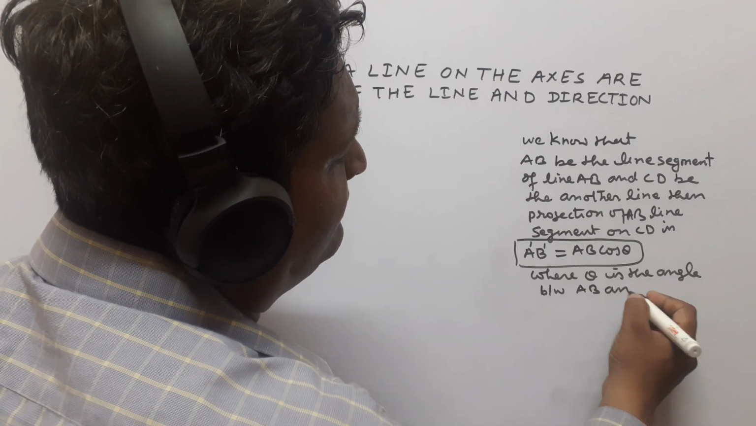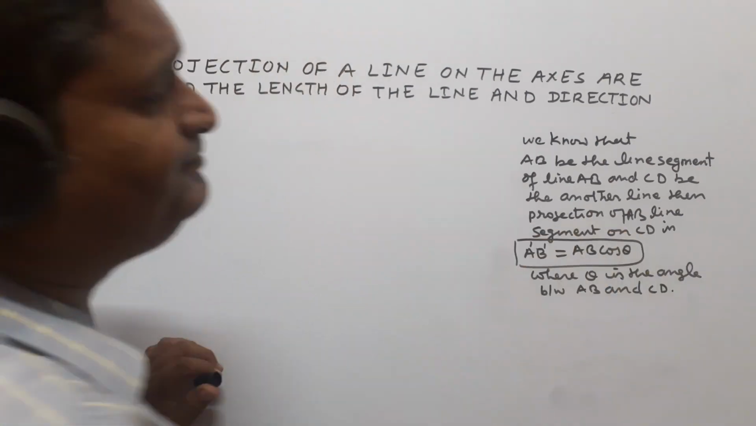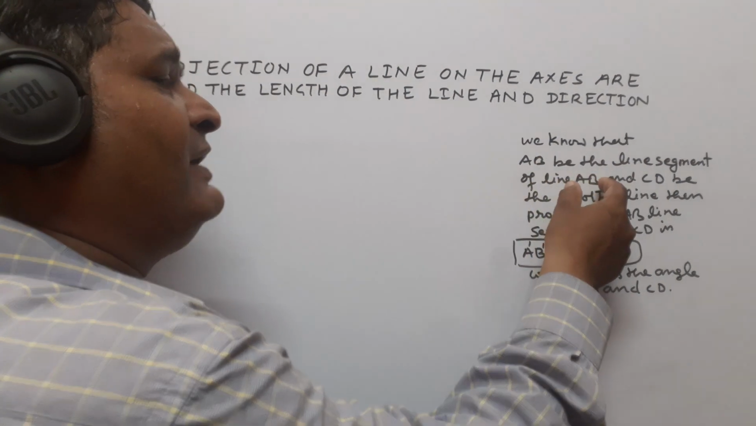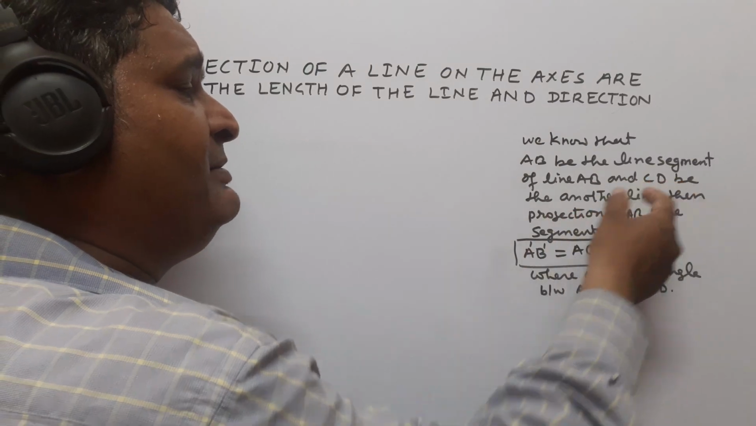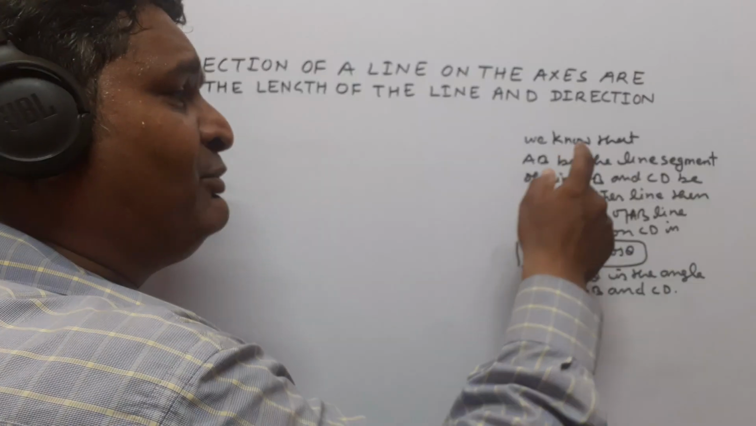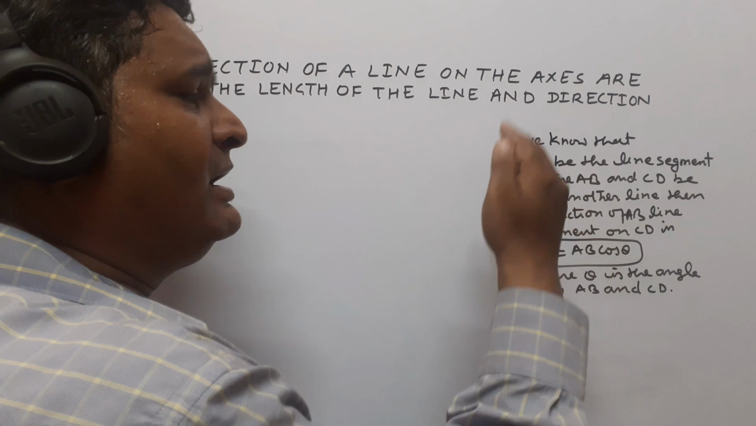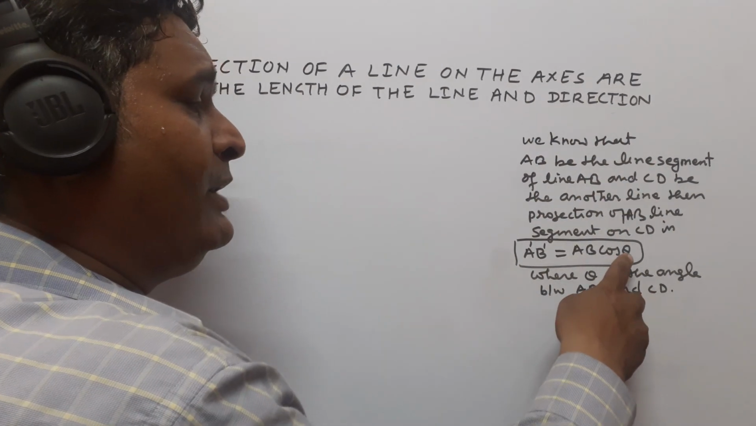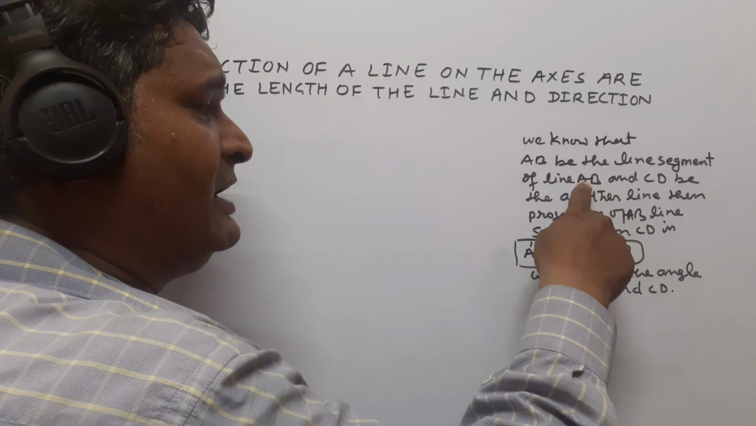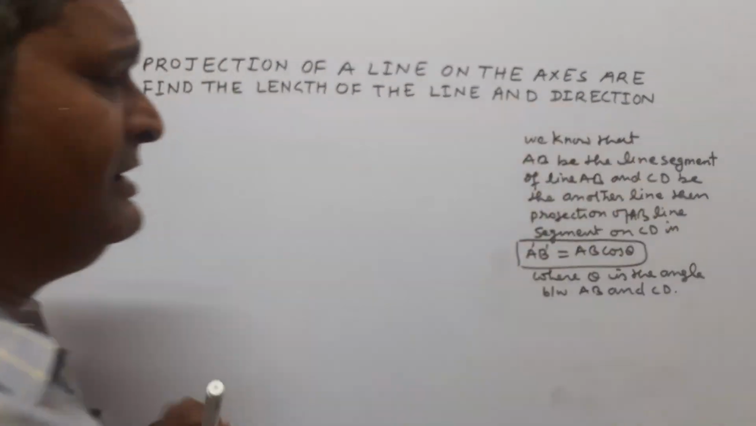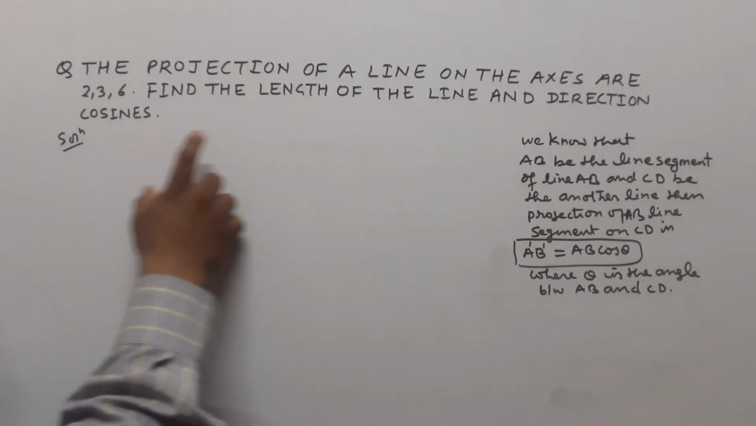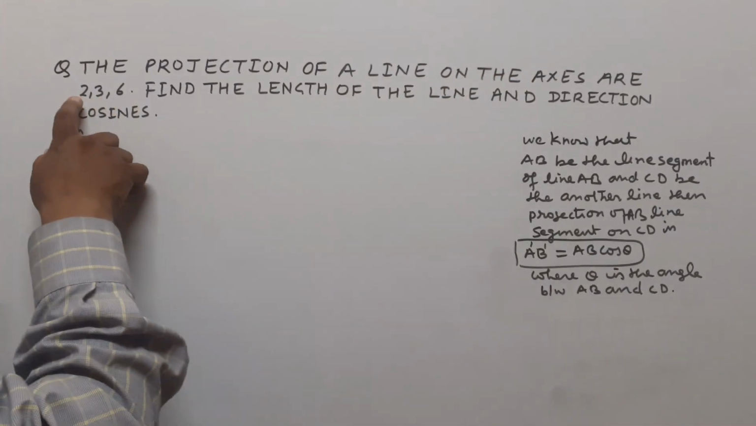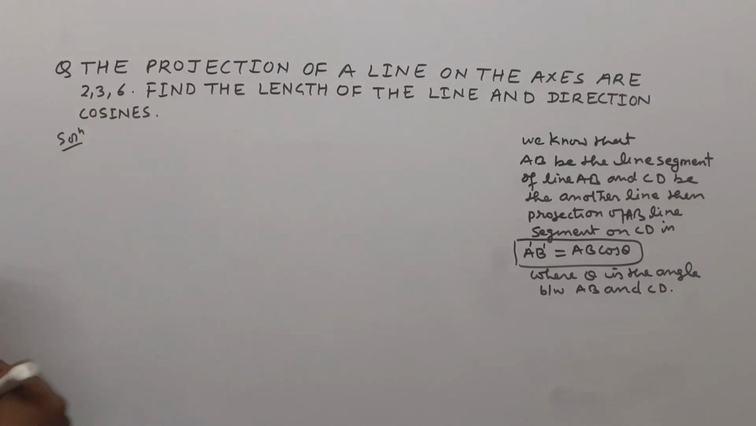AB and CD lines. We know that if AB is the line segment of any line and CD is another line, then the projection of line segment AB on line CD can be written as AB cos theta, where theta is the angle between the lines AB and CD. Here the projections of the line on the axes are 2, 3, 6.